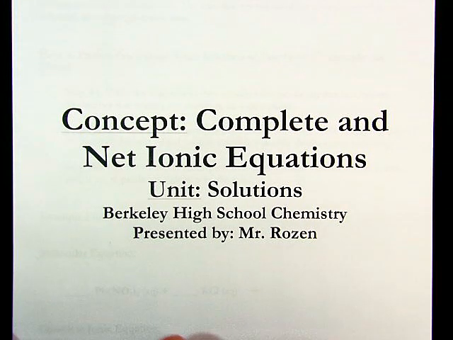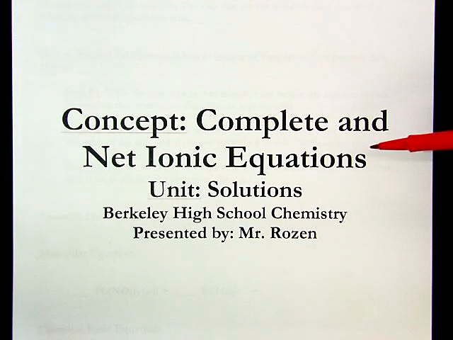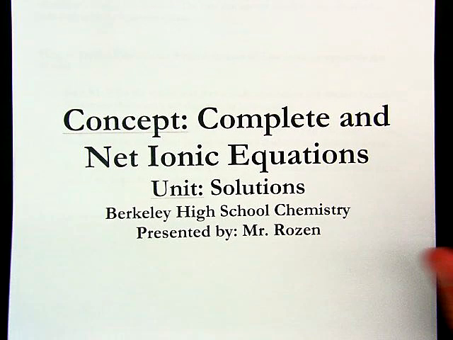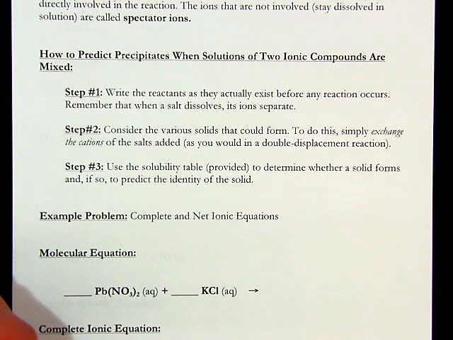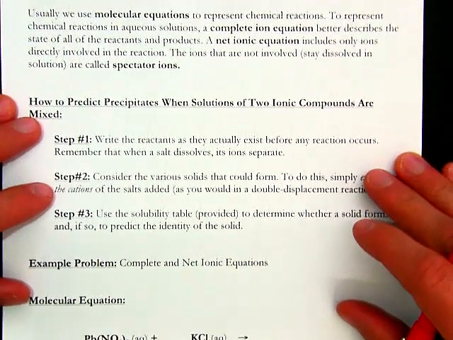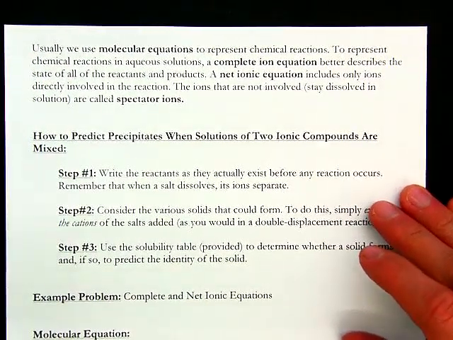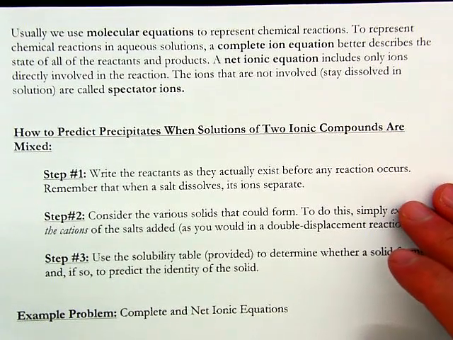This is in our unit on solutions, and writing complete ionic equations is really a more accurate way to represent how the reactants and products are actually existing in solution. So usually when we write a chemical equation, that's really what you would call a molecular chemical equation.